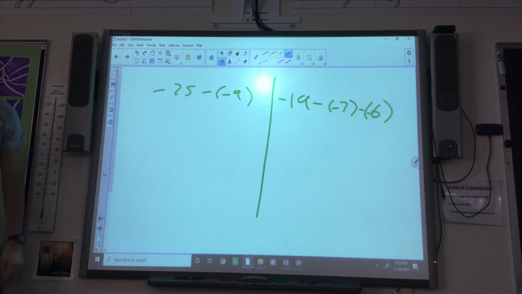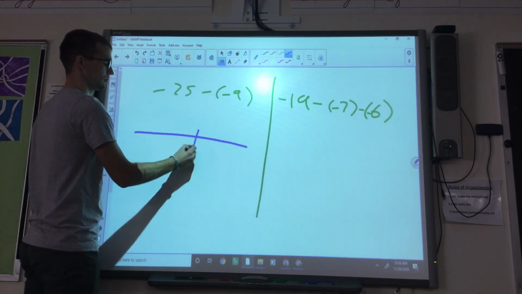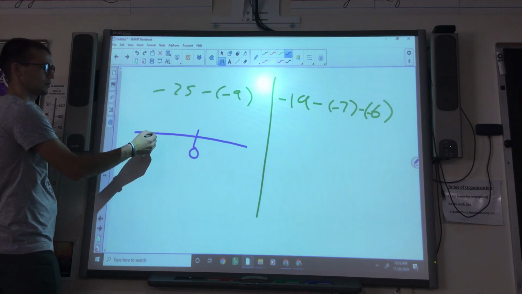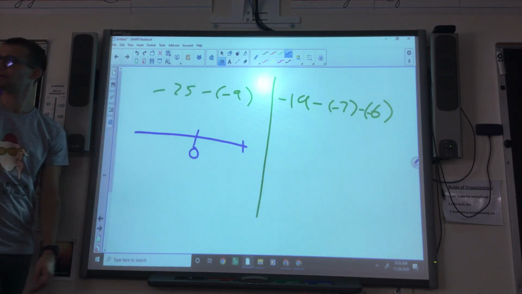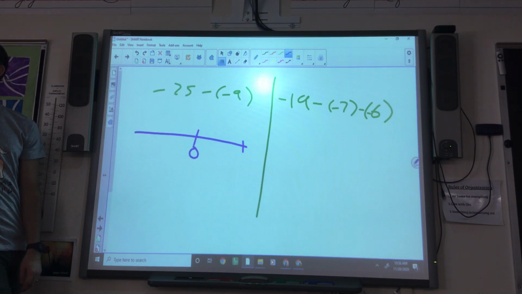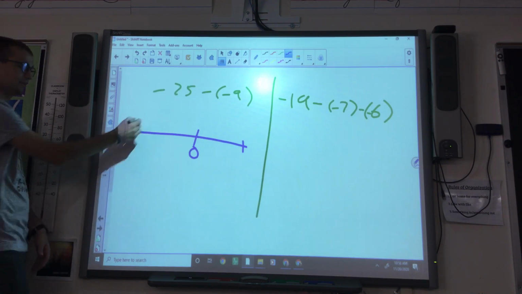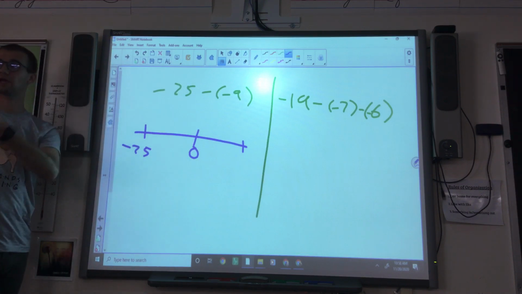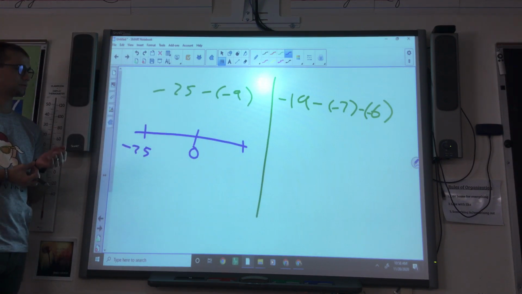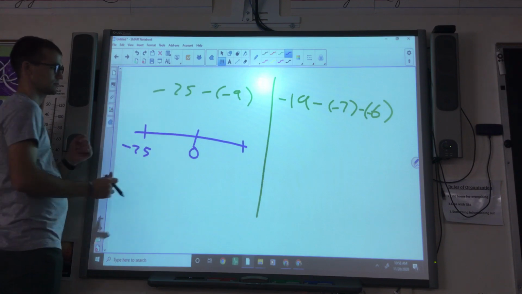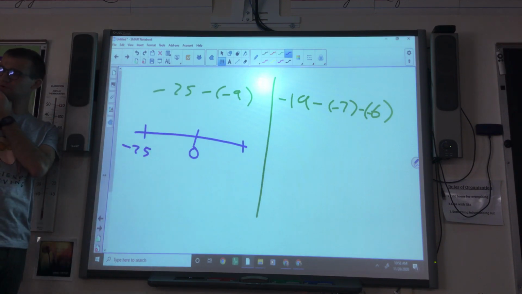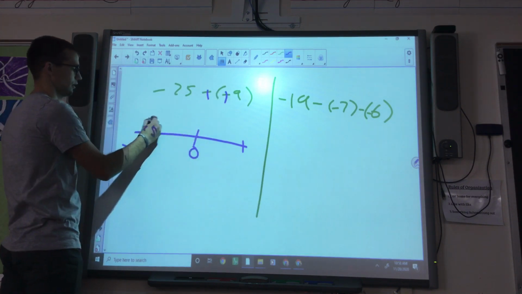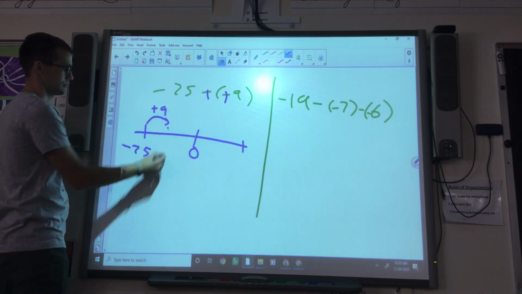So for negative 25 minus negative 9, when you want to draw a number line, you want to make a 0, and you want to put 25 at the end. Which side? The left side. So I put negative 25 here, because that's where I'm starting. And then you subtract, you added 9 to negative 25, and that makes it negative 13.